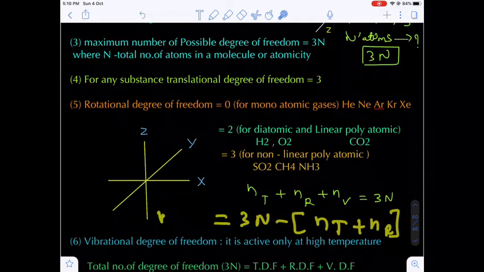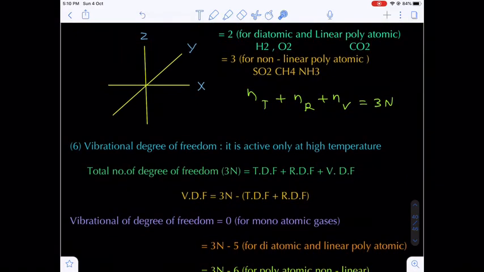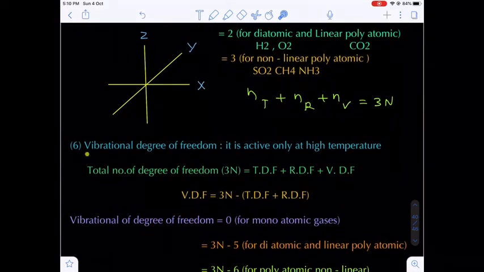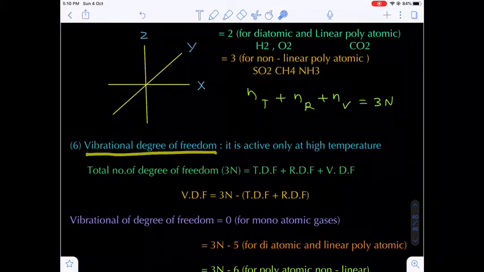So that you will get what? Number of vibrational and rotational freedom. Are you getting my point? So here the vibrational degree of freedom is active. Remember, it is also very important. The vibrational degree of freedom is sometimes present and sometimes absent.